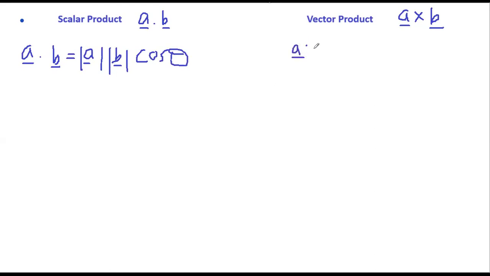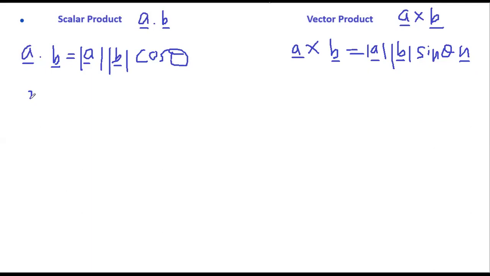Also, A cross B equals modulus of A, modulus of B, sin theta, and n, where theta is the angle between A and B. n is the perpendicular unit vector of A and B, perpendicular to A and B.